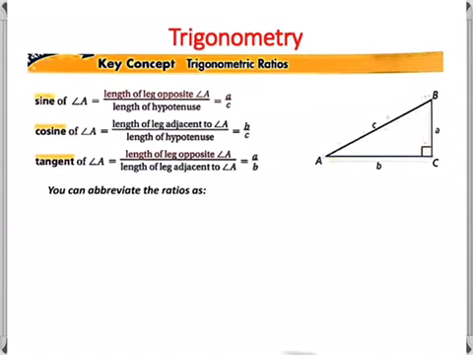So the sine of angle A is opposite over hypotenuse. Cosine is the length of the adjacent leg over the length of the hypotenuse, where tangent is the length of the opposite leg over the adjacent leg.